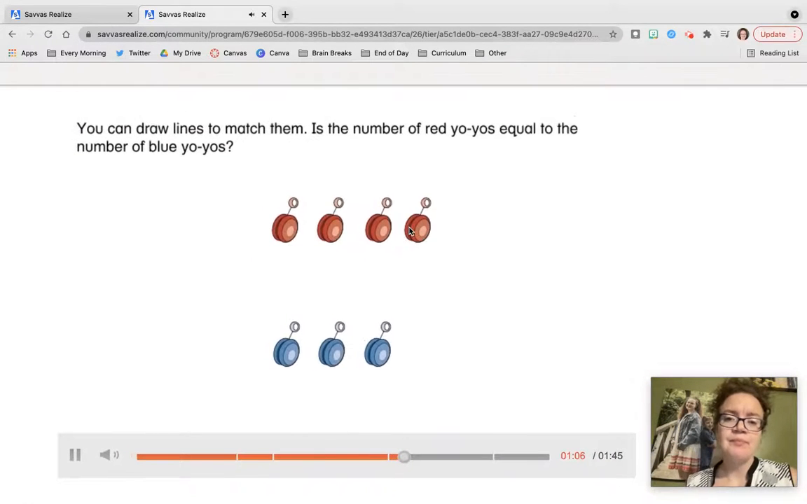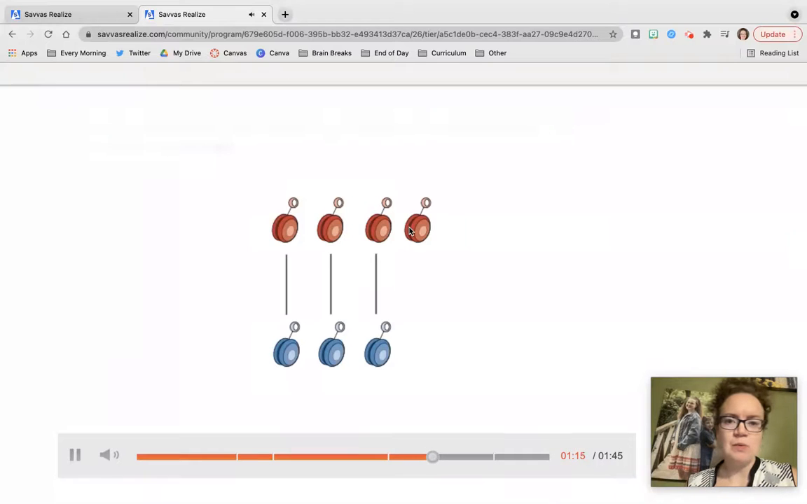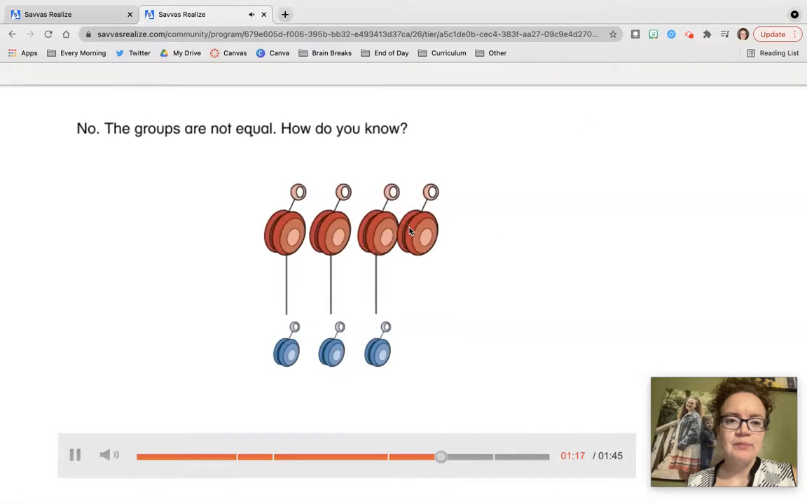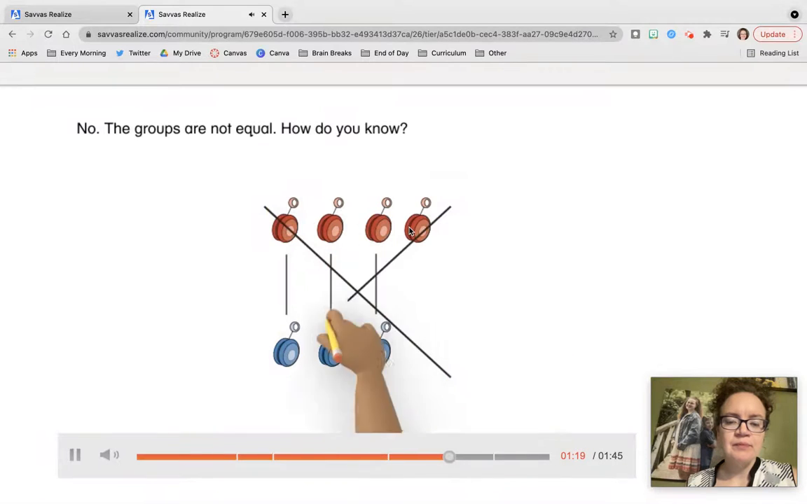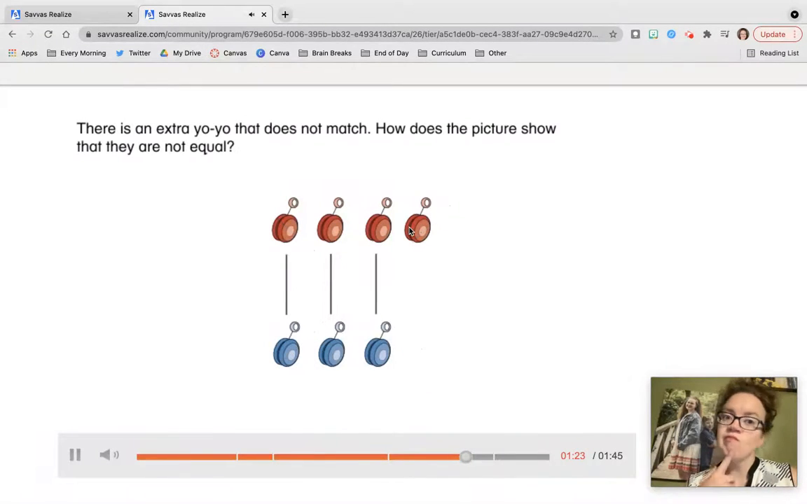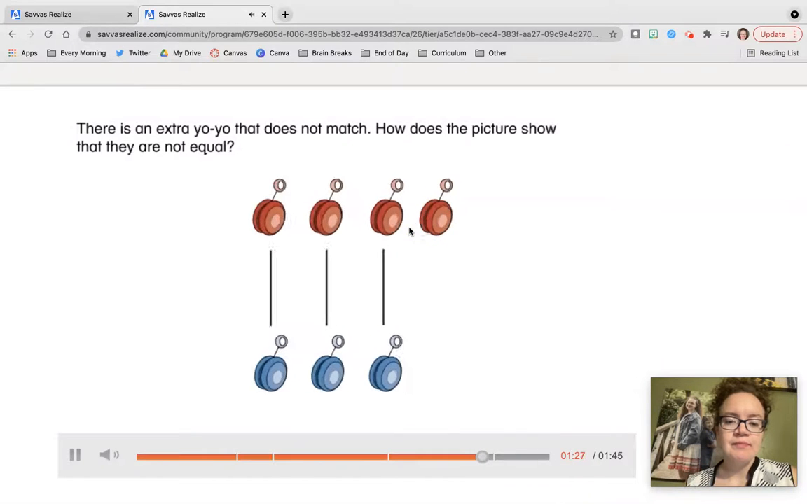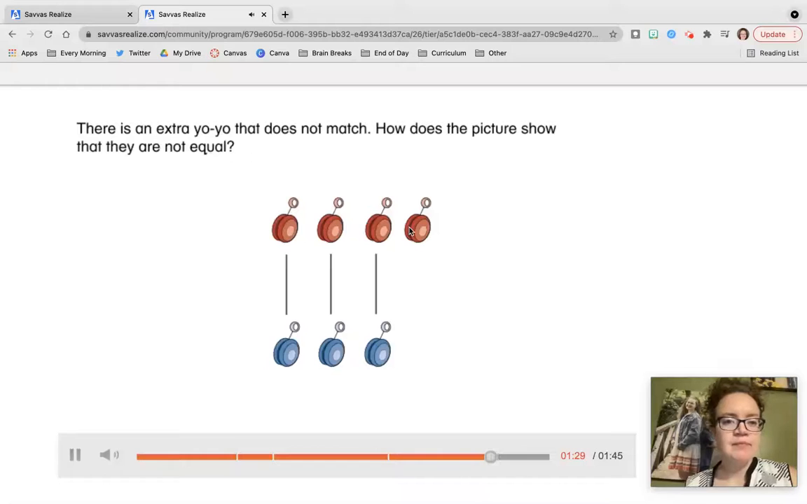You can draw lines to match them. Is the number of red yo-yos equal to the number of blue yo-yos? No. No, the groups are not equal. How do you know? How do we know? There is an extra yo-yo that does not match. How does the picture show that they are not equal? Raise your hand and tell the guest teacher, how does this picture show us that they are not equal?